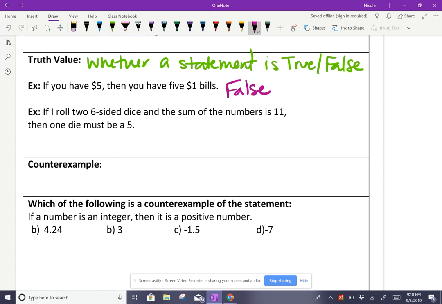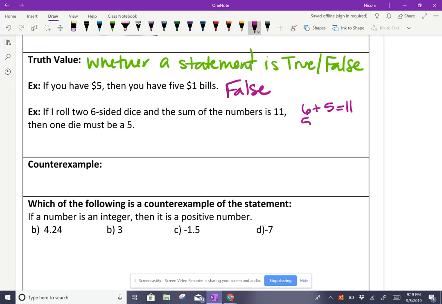Next, we have, if I roll 2 6-sided dice and the sum of the numbers is 11, then one die must be a 5. So think about dice, 1 through 6. What combination of two numbers from those two dice could add up to equal 11? The largest number available is a 6. The smallest number available is a 1. 11 is a pretty large number, so we have to think about, okay, 6. If we had 6 on one die, what would the other die have to have? It would have to have a 5. So that would be 11.